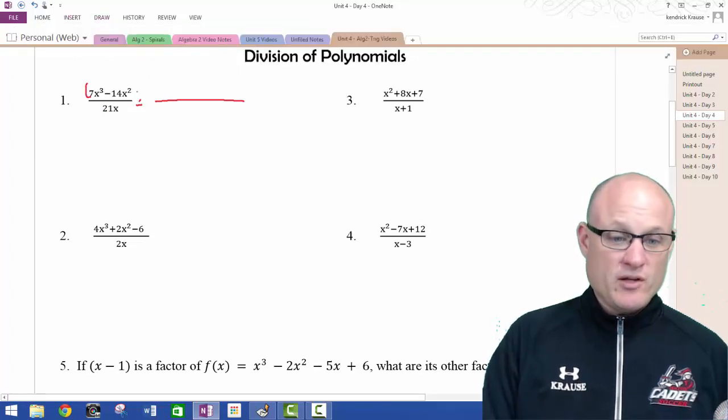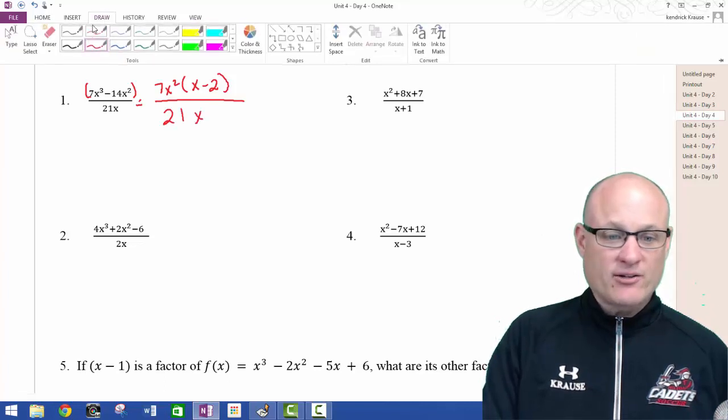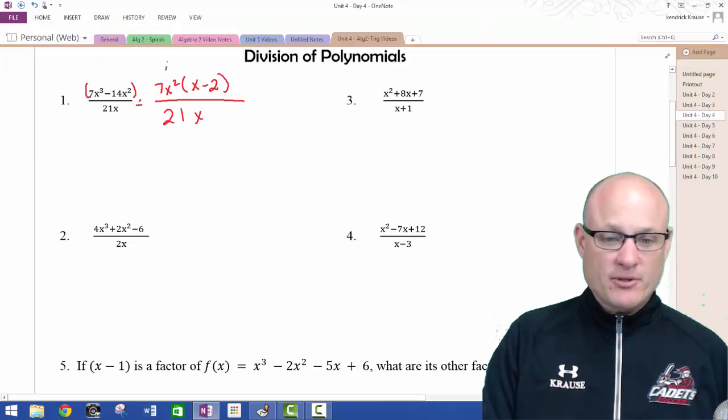You need to group these together and factor out a GCF. In this case, the GCF is 7x squared. And I'm left with x minus 2. On the denominator, it's 21x. Once you have factored everything and you've got multiplication here, remember, this is one big thing, x minus 2. And I got multiplication down here.